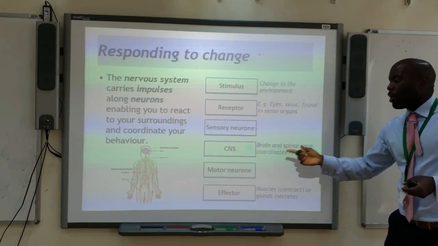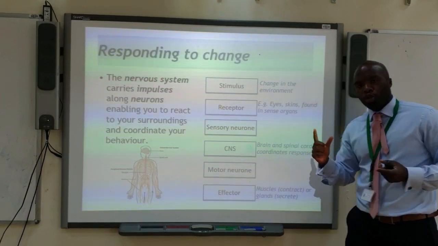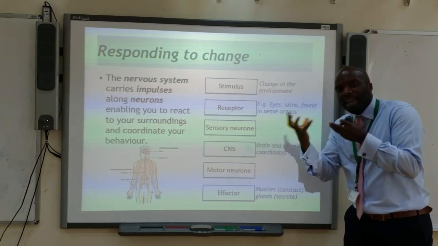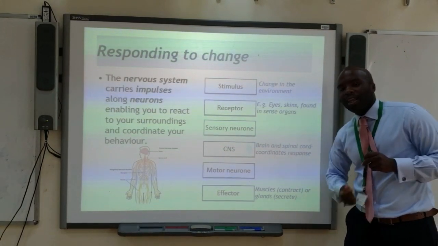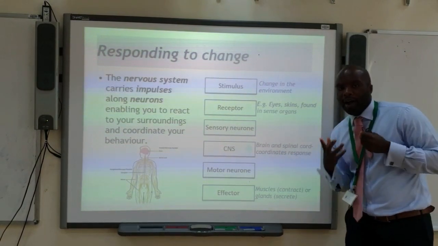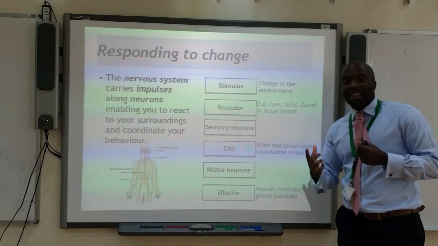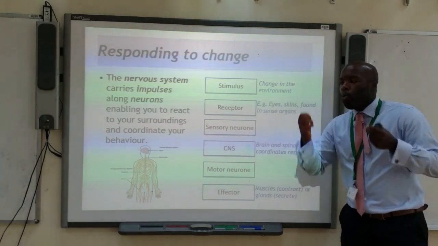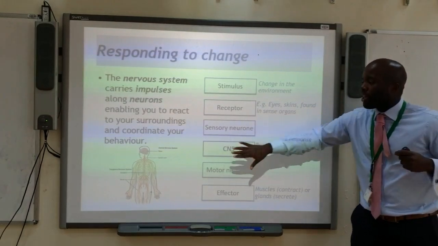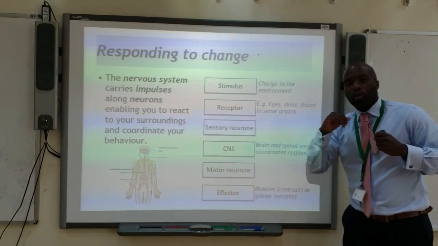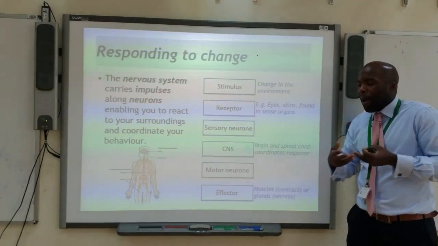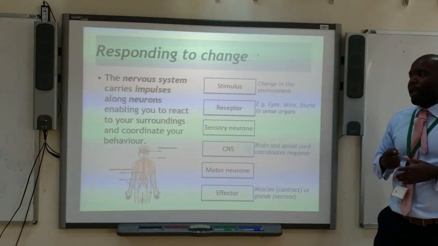We then look at our motor neuron, and the role of the motor neuron is to pass any signals, any electrical impulses, from the central nervous system to our effectors. And the effector is essentially a muscle or a gland which brings about an effect. So if I touch something really hot, the muscle is the effector because it brings about change. It moves my arm away.